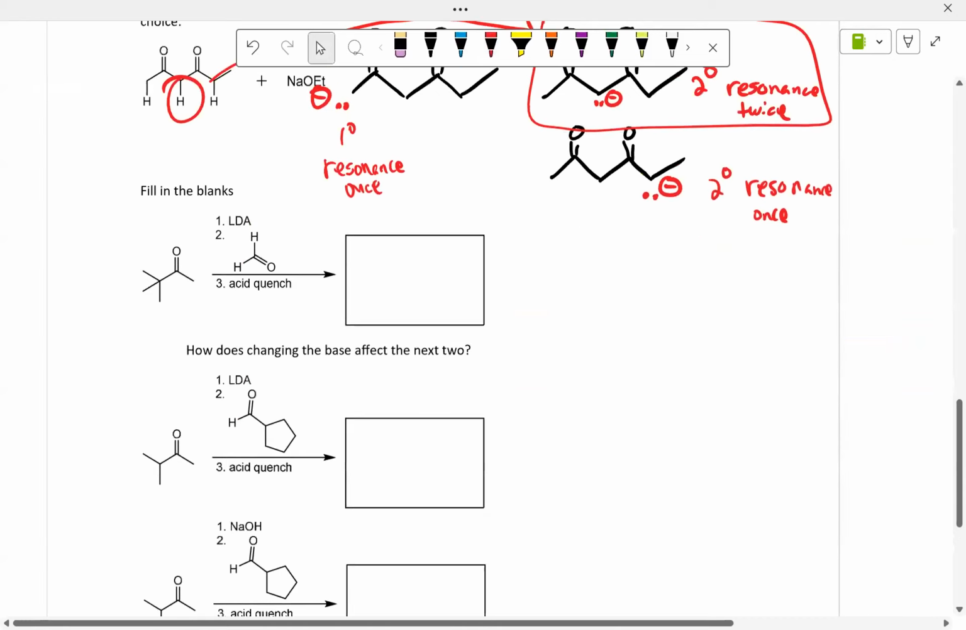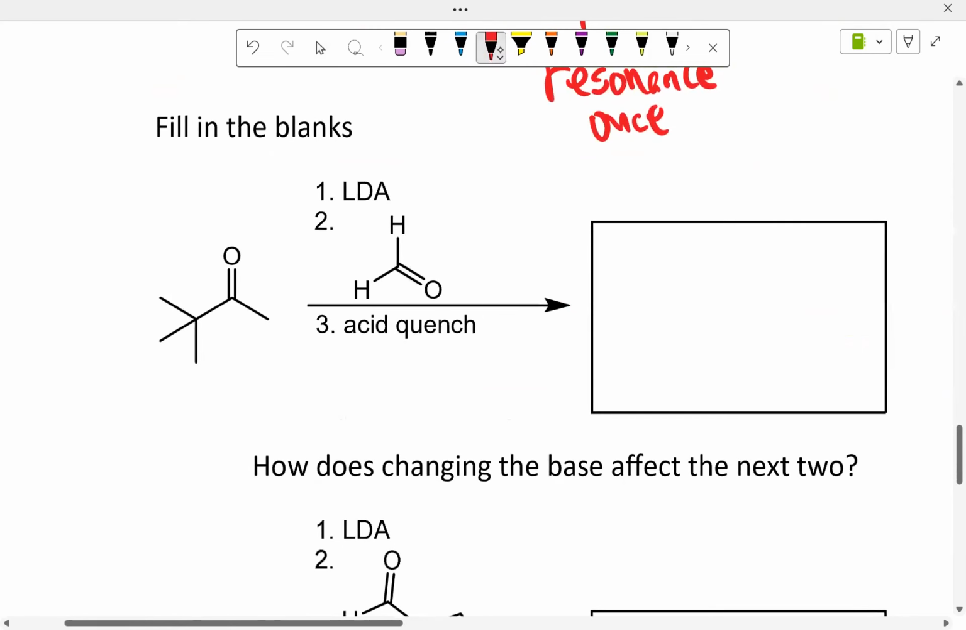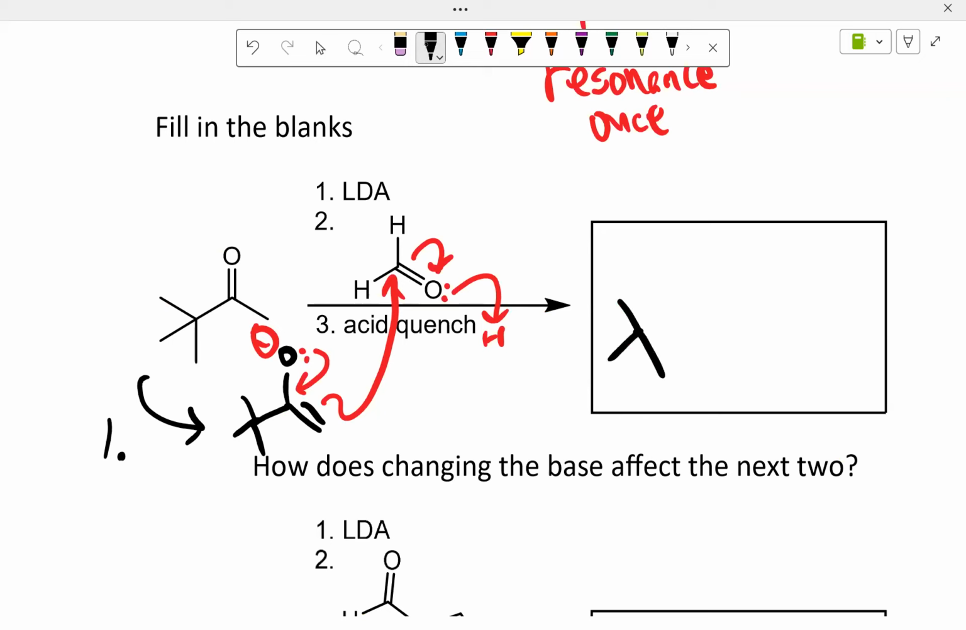All right, next one, we are going to fill in the blanks. So it's an enolate reaction. LDA is going to deprotonate the alpha proton. So if we draw the result of step A, it's going to deprotonate the alpha proton and create our enolate. Then once we have our enolate, we have a nucleophile that can attack our electrophile in the second step. And then the acid quench is going to allow this oxygen to take a hydrogen.